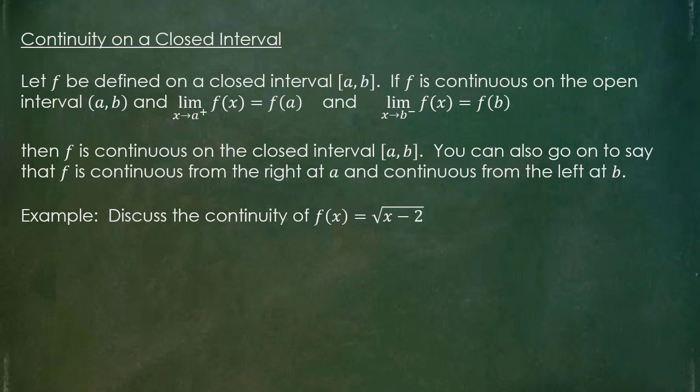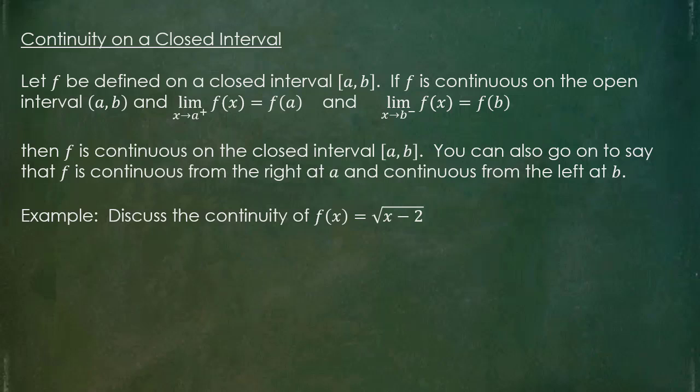So let's move on and talk about continuity on a closed interval. All the examples I had before were open intervals, meaning it did not include the endpoints. It just went on forever in both directions. Or again, it was just an open circle on each end, so it would be an open interval.